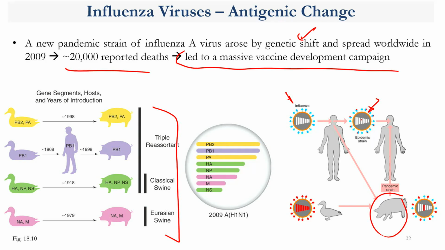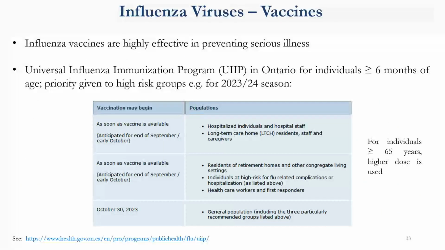Lastly, your vaccines are highly effective in preventing serious illness. There is a universal influenza immunization program in Ontario for individuals that are 6 months or older. But priority is given to high-risk groups first. So for the 23-24 season, seniors are prioritized. What populations are vaccinated and when the vaccination can start depends on a lot of factors. So the government has a set of criteria that needs to be met.